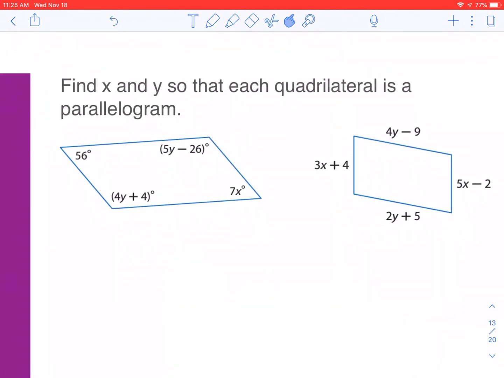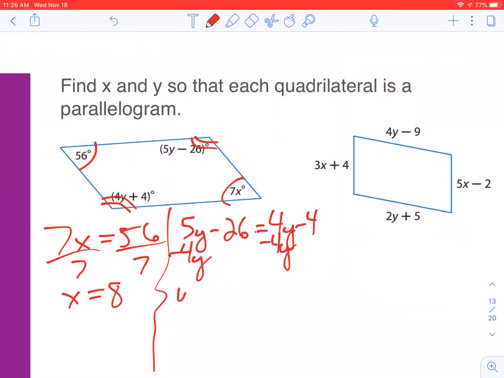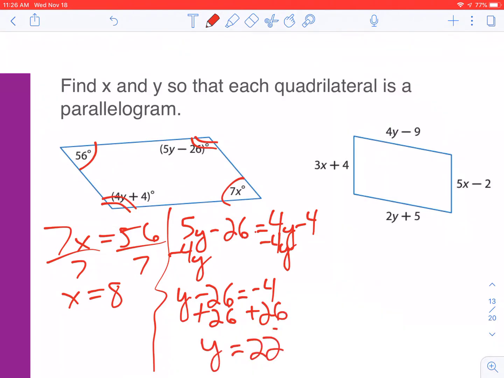Okay, so now we're going to find x and y. We know that these two are congruent, and we know that these two are congruent. So 7x equals 56. Divide by 7, x equals 8. And then we're going to do 5y minus 26 equals 4y minus 4. I'm going to subtract 4y. y minus 26 equals negative 4. Plus 26, plus 26. y equals 22.